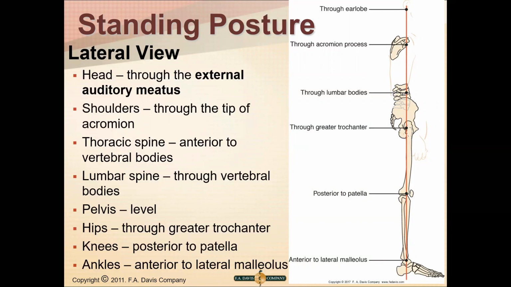The shoulder should pass through the tip of the acromion. Thoracic spine should be just anterior to thoracic vertebral bodies. Lumbar spine should pass through the lumbar vertebral bodies. At the pelvis, it should pass through kind of at the level point. The hips, it'll go through the greater trochanter. The knees, it'll fall just posterior to the patella. And the ankles, it'll fall just anterior to the lateral malleolus. So it'll fall just in front of that ridge on that lateral malleolus.